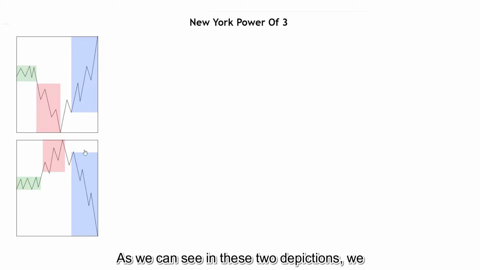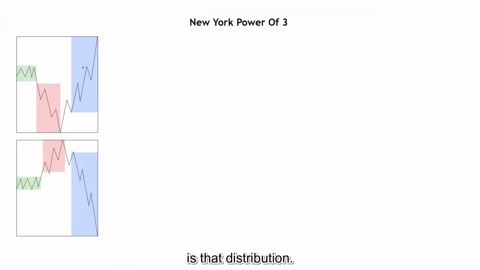As we can see in these two depictions, we have that accumulation, followed by that drop to the downside, which is that manipulation, and then we have this reversal higher, which is that distribution. And on the opposing side, we have that accumulation, followed by the push to the upside, which is that manipulation, followed by that reversal lower, is the distribution phase. But how do we use this framework?